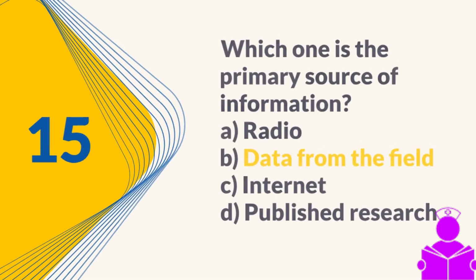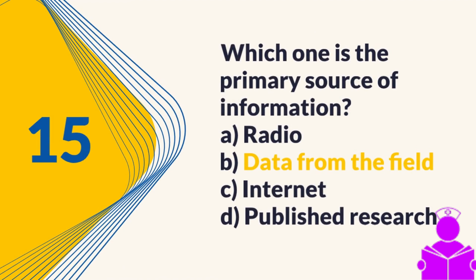Answer is B, because primary sources of information are first-hand accounts or original data collected directly from the source. Data collected from the field, through observations, interviews, surveys, or experiments, are considered primary sources. Options A, C, and D might provide information, but they are not considered primary sources. So, the correct answer here is B, data from the field.